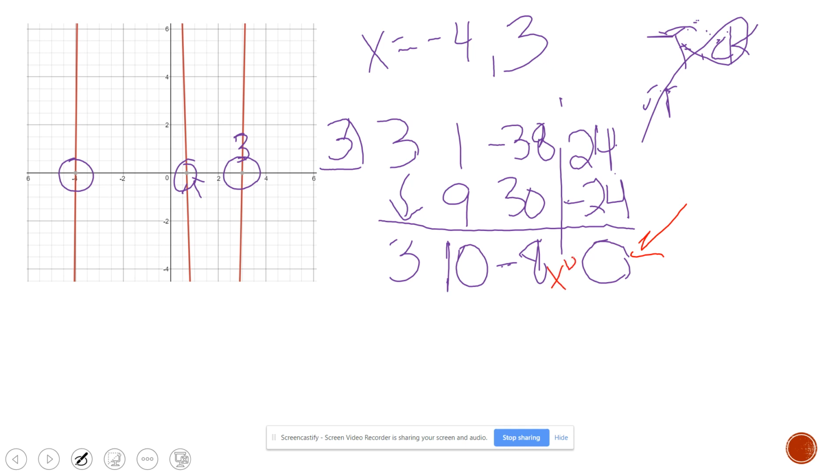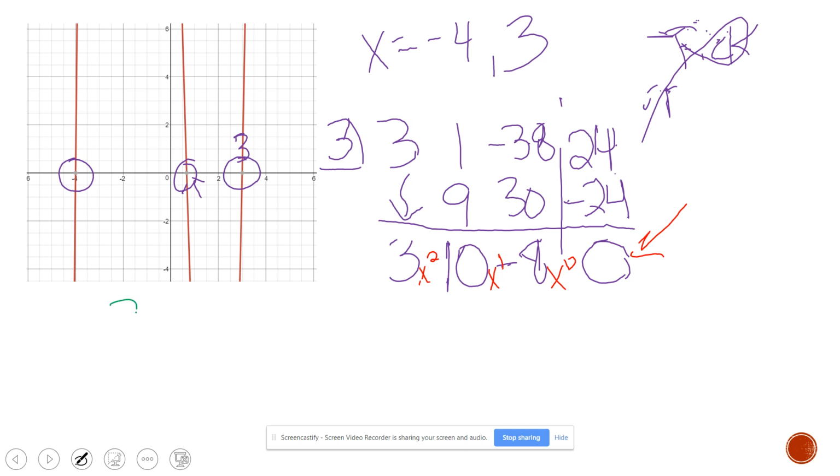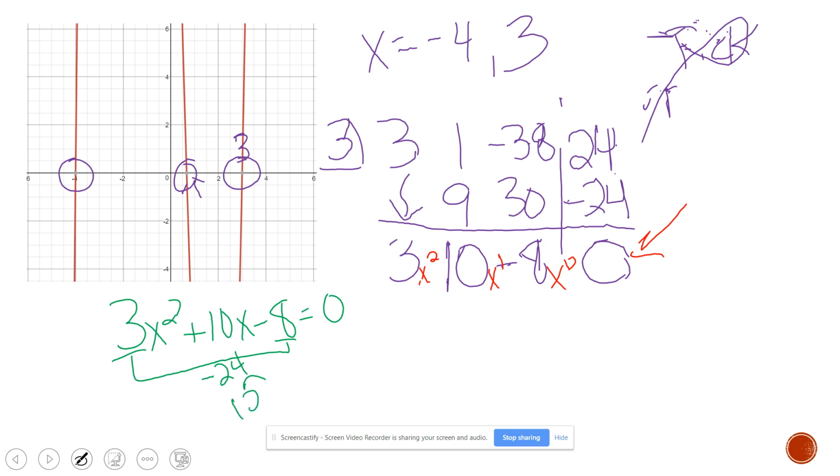So we're going to fill in our variables, x to the 0, x to the first, x squared, and our resulting quadratic is 3x squared plus 10x minus 8 is equal to 0. 3 times -8 is -24. The factors of -24 that add to +10 are 12 and -2. So 3x squared plus 12x minus 2x minus 8.